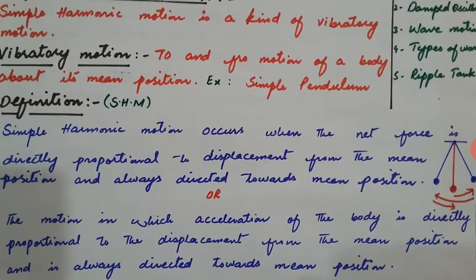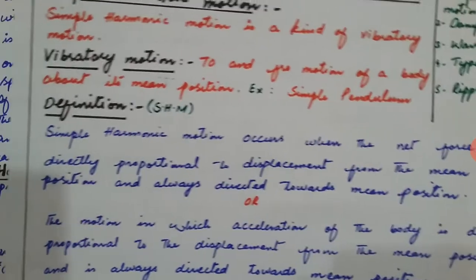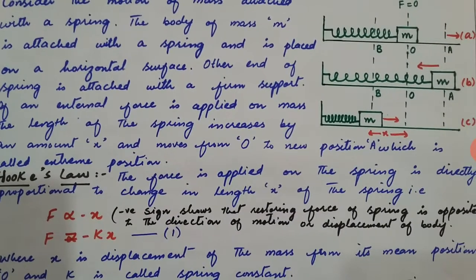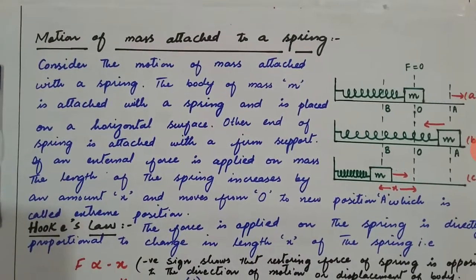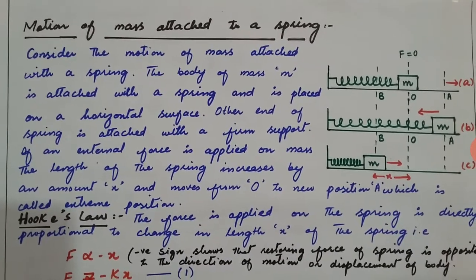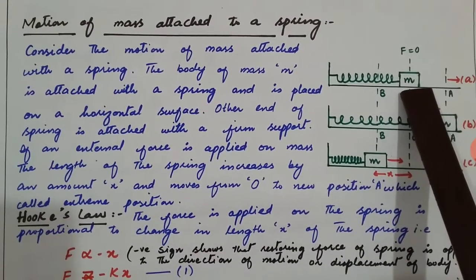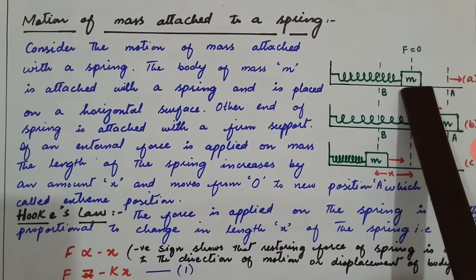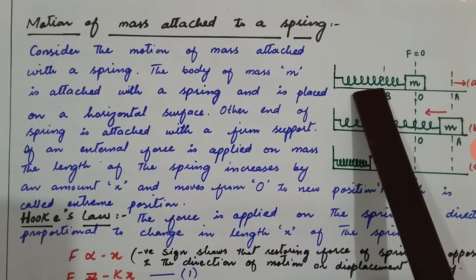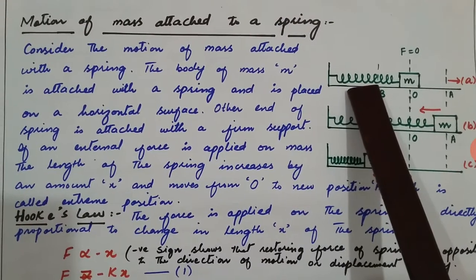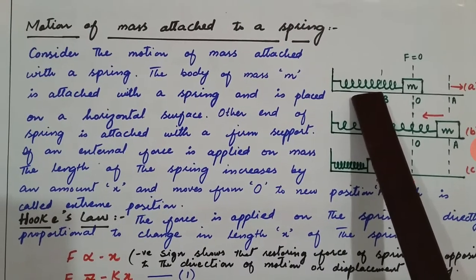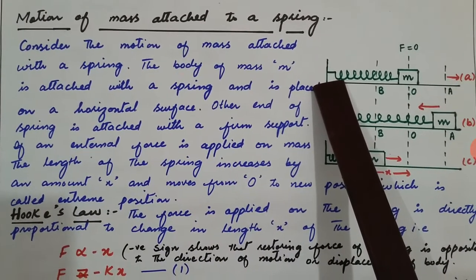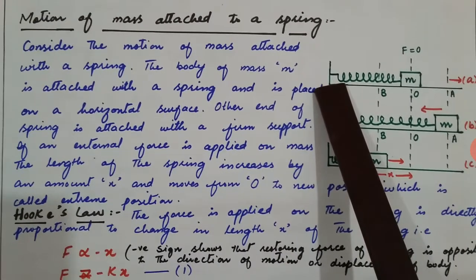We can prove it with the help of an example, the motion of a mass attached to a spring. Here we have a body of mass m and a spring. One end of the spring is attached to the body and the other end is attached to a firm support.